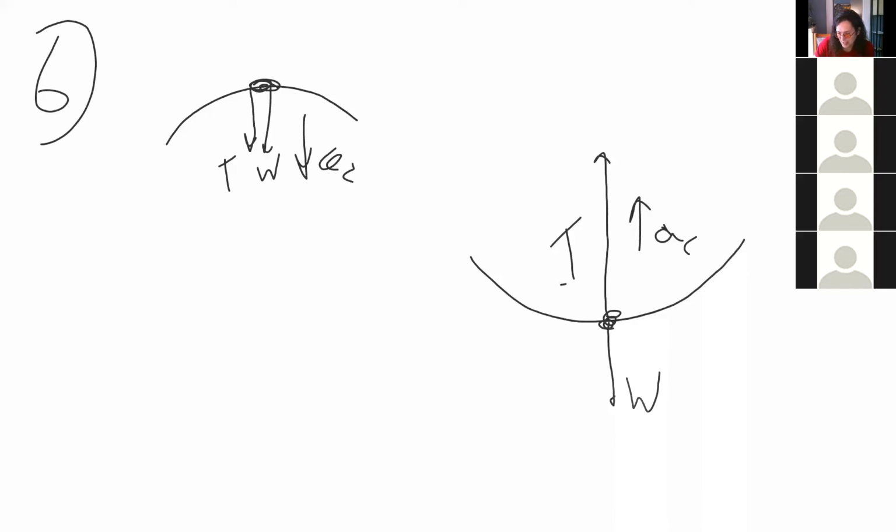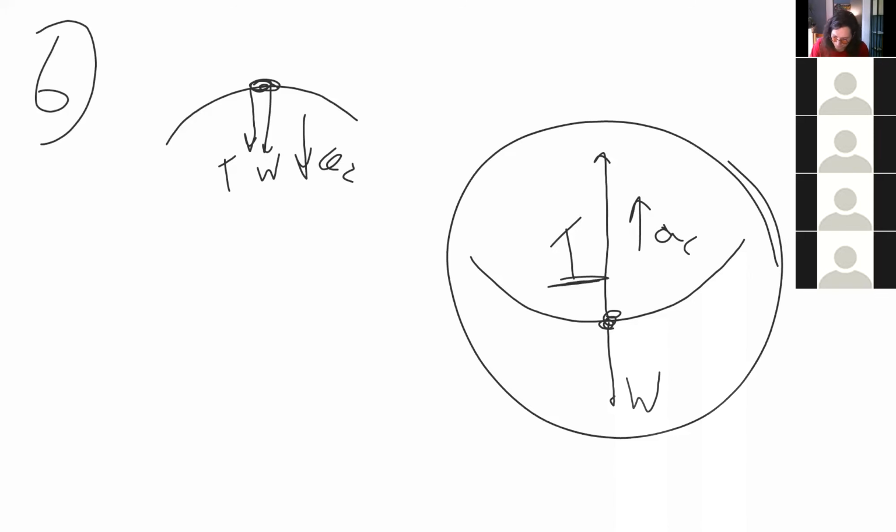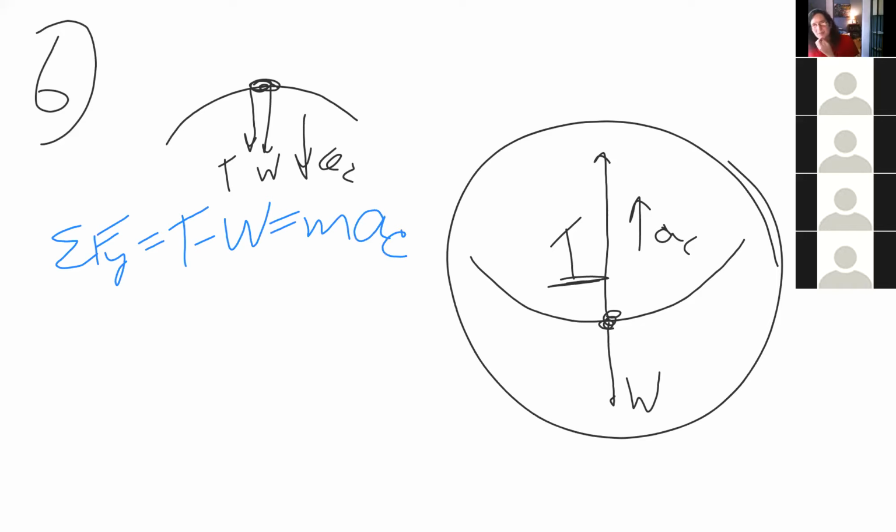For part B, we want to find the speed of the stone when the string breaks. So the string will break when the tension is at the maximum. I guess I have to give you the answer explicitly. The string will break when the tension is at its maximum value, which is down here at the bottom. And we can do our net force in the y direction. There's no x direction in this problem. And you just have that the tension up minus the weight down has to be equal to the mass times the centripetal acceleration. We do have acceleration here because this object is moving in a circle, and that is the centripetal acceleration that we are familiar with.